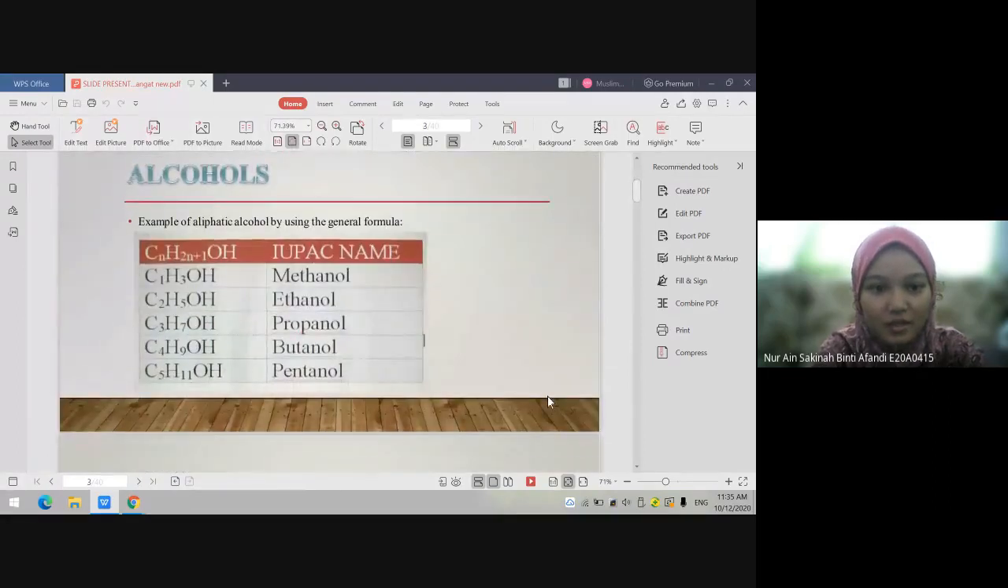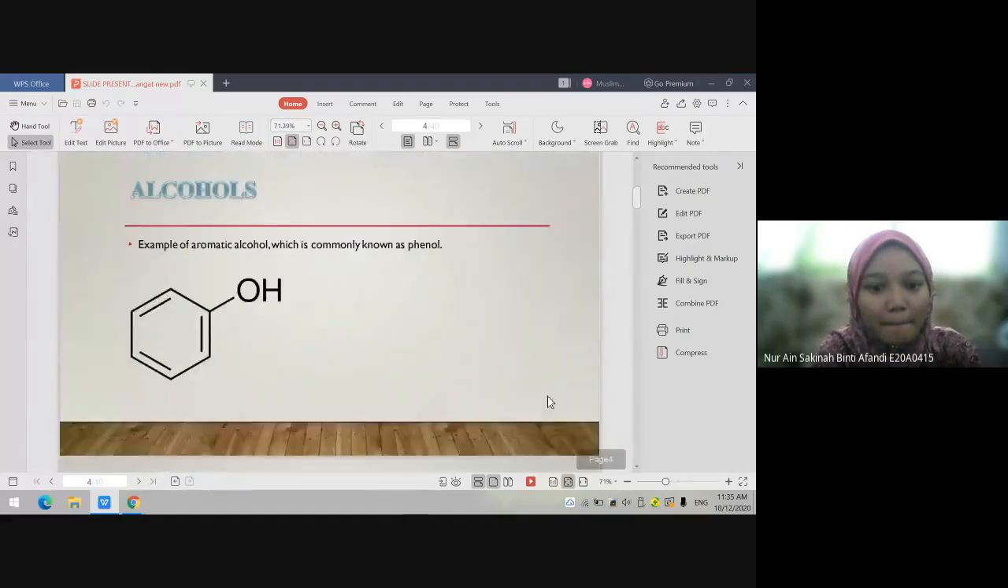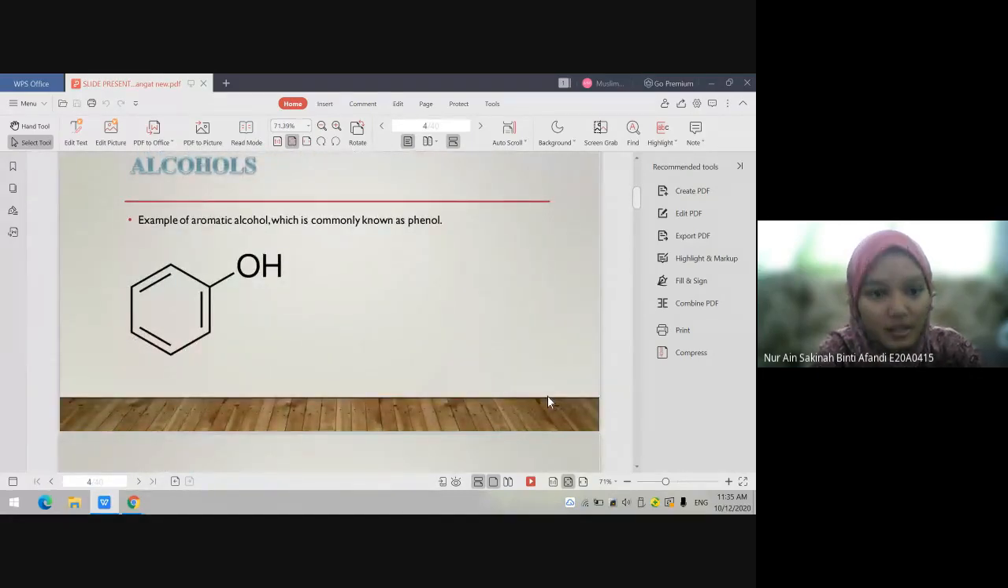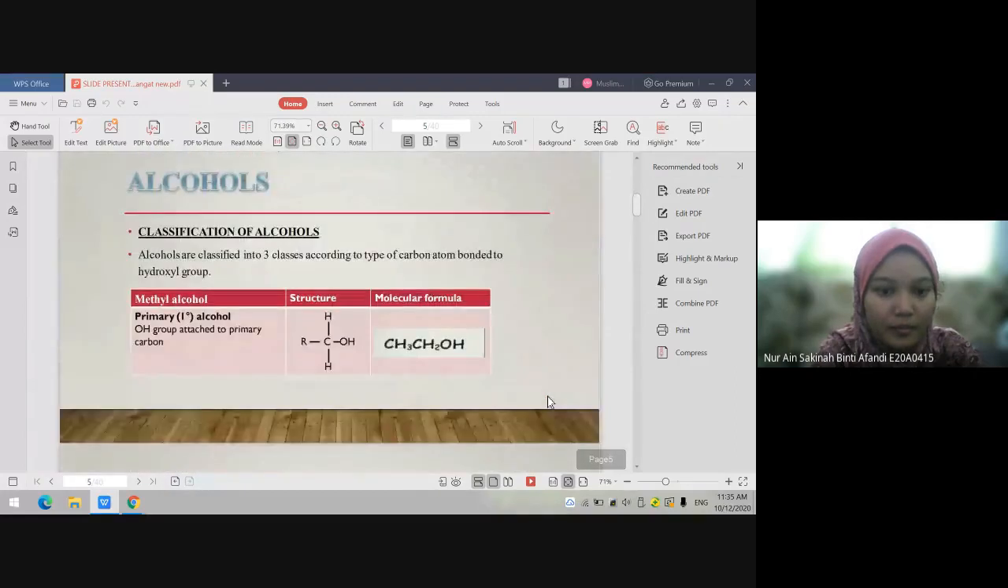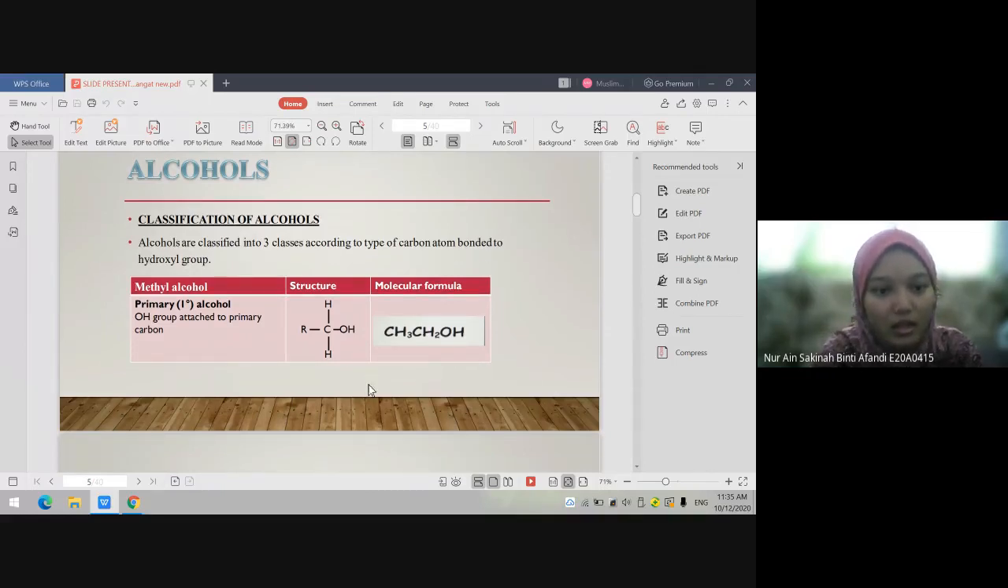This is the example of aliphatic alcohol. This is the example of aromatic alcohol. Classification of alcohol. There are three classification of alcohol, which is primary alcohol, secondary alcohol, and tertiary alcohol.